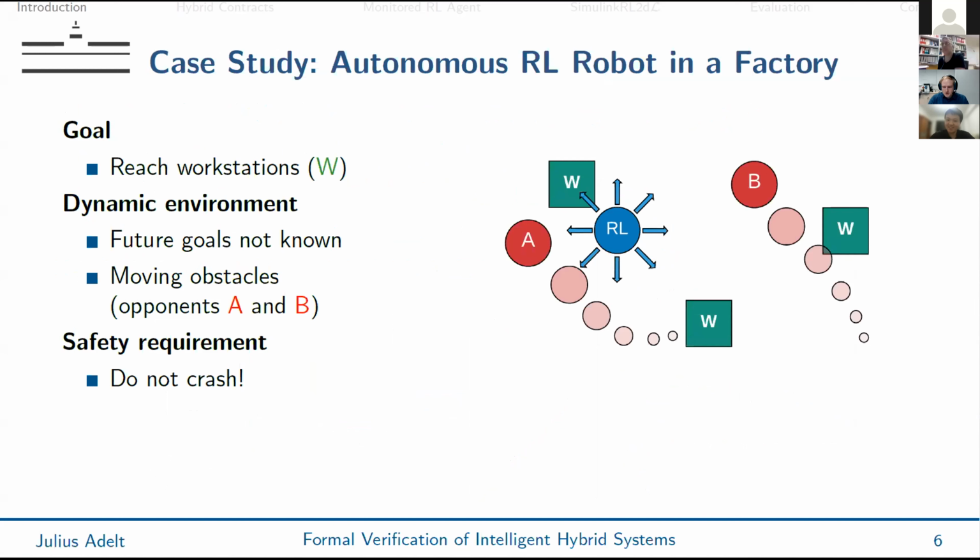Right, for our project, we have developed a case study. This case study consists of an autonomous reinforcement learning robot in a factory setting, and the robot here in blue should reach workstations while evading moving obstacles A and B. The environment is dynamic in that future goals are not known to the reinforcement learning robot, and the opponents may cross paths with it. Our safety requirement here is not to crash with any of the opponents, so to always uphold a minimum distance to any of the opponents.